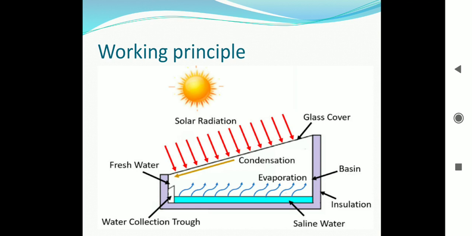Now third is the glass cover. It enables entrapping heat inside the basin, and because it is made of glass material, it helps in preventing corrosion and rust. Fourth is a water collection trough, and it is used for the collection of condensed liquid. Now the principle. It is based on three principles: evaporation, condensation, and difference in basin material temperature.